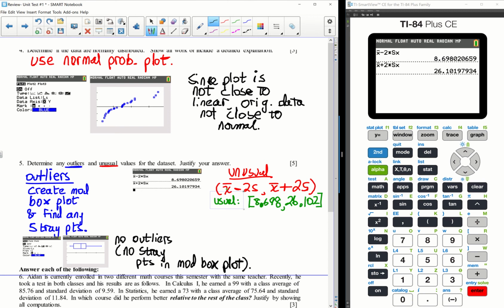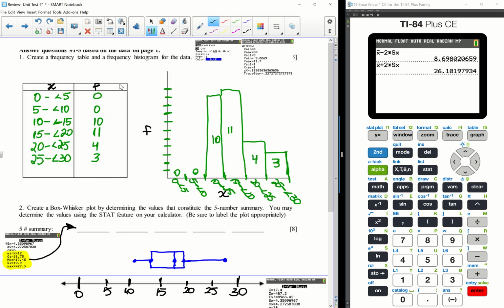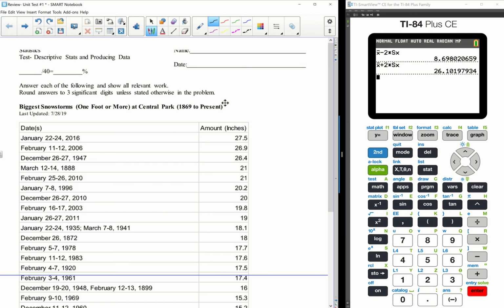I know I don't have any value that's less than 12, so the low bound I'm not concerned with, but I know I do have a value that's more than 26. So I would be looking at my data. So 27.5, 26.9, 26.4, those are all bigger than this 26.1. All right, so these values would all be considered unusual.